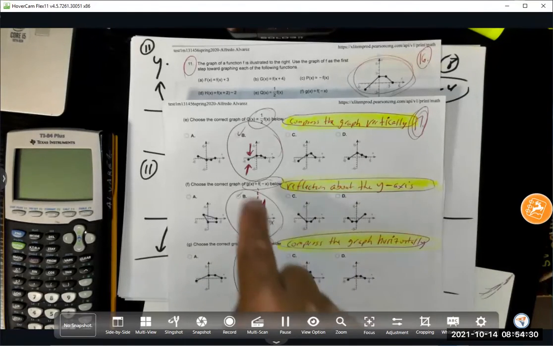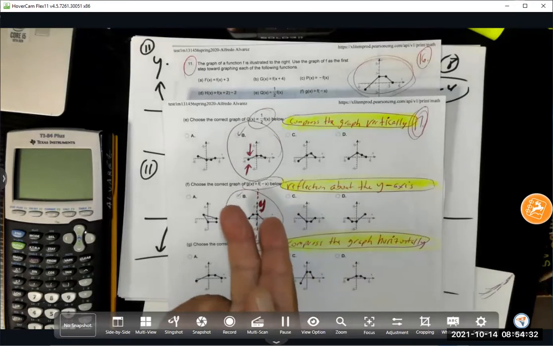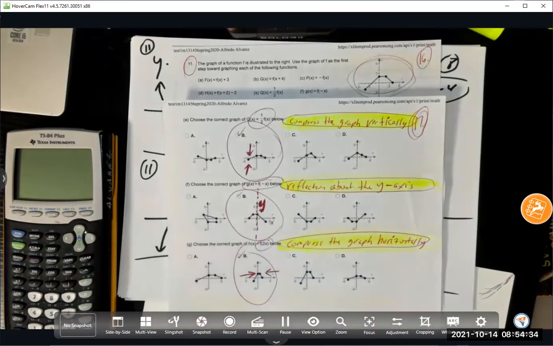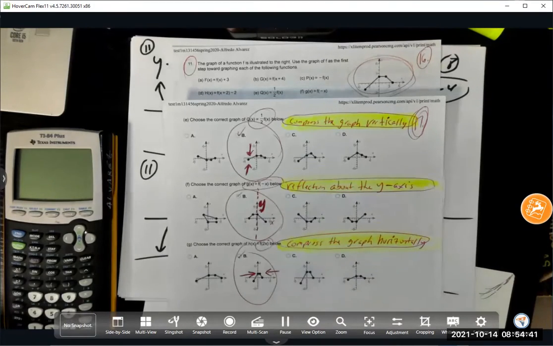Reflection about the y-axis. Here's the y-axis. You reflect it, means like a mirror. It goes around like that. This one you can just go through, it's like A, B, C, D, E, F, G. Yeah, there are those answers in there.